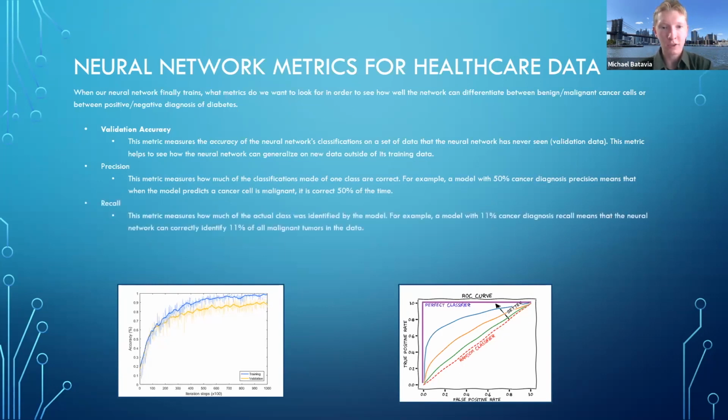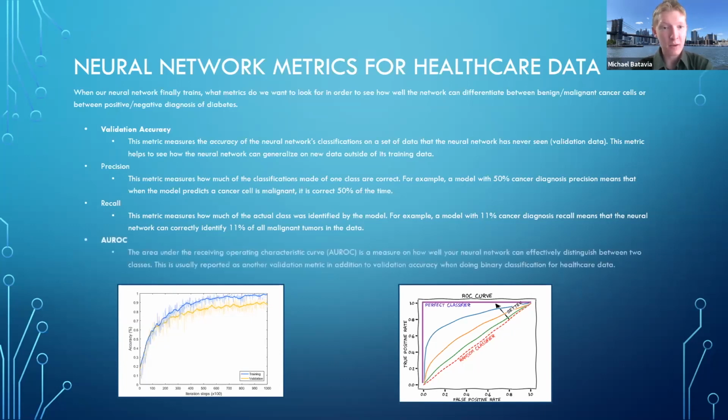There's recall, which measures how much of the actual class was identified by the model. So 11% cancer diagnosis recall means that the network can correctly identify 11% of all malignant tumors in the data. It's pretty horrible. I don't know what else it predicts.